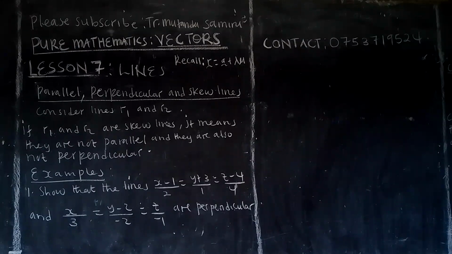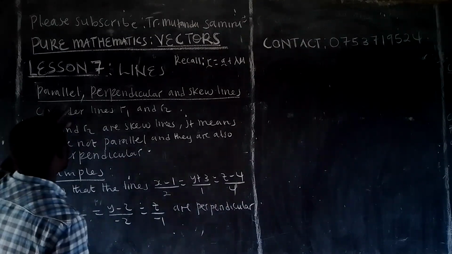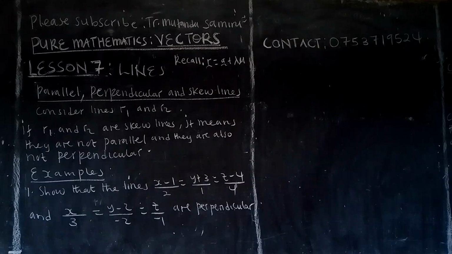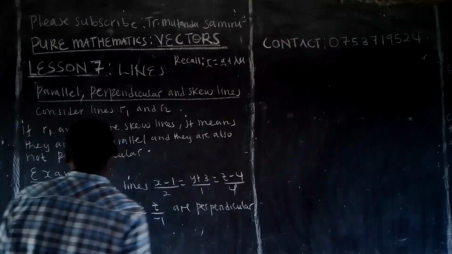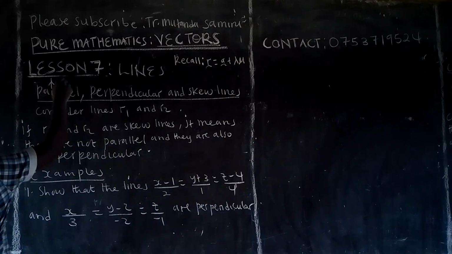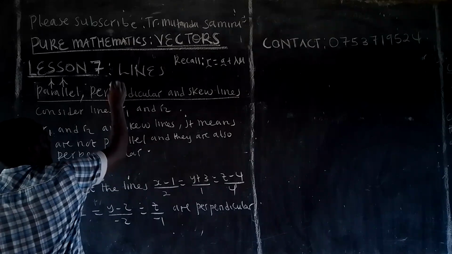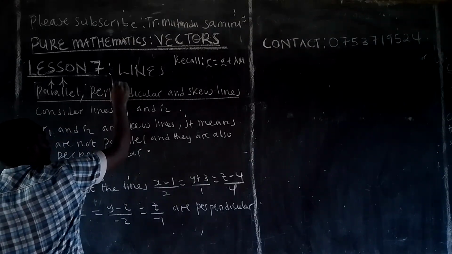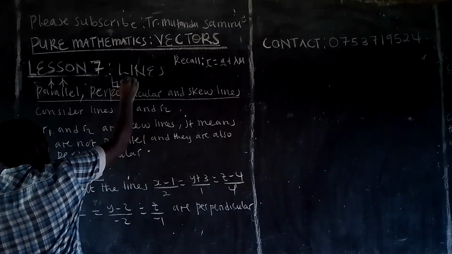Okay, very good. So we are in for lesson 7. We are saying parallel, perpendicular, and skew lines. Now you all know what parallel lines are. You see that parallel lines are lines which do not meet. Then perpendicular lines are lines which make an angle of 90 degrees.